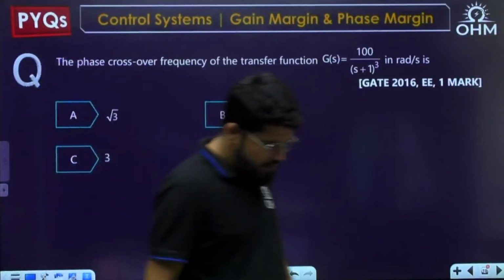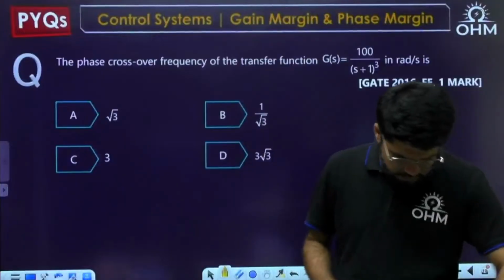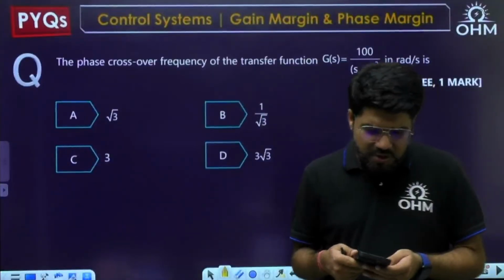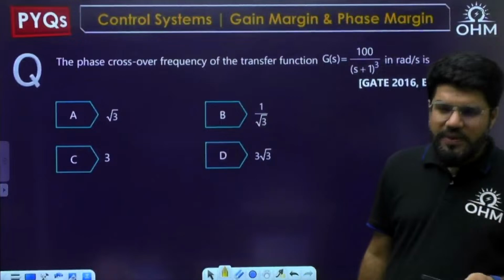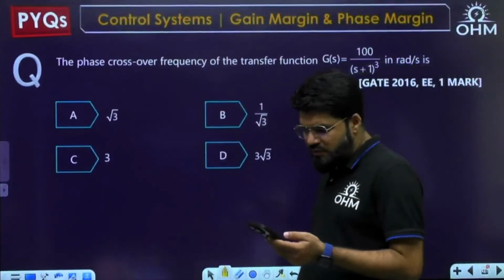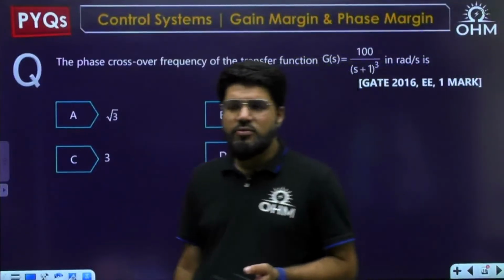You are writing 180 or what? 150, because you see in the table. At the omega g point, what is the phase, Ashok? Minus 150 degrees. That is the reason I have taken that value.